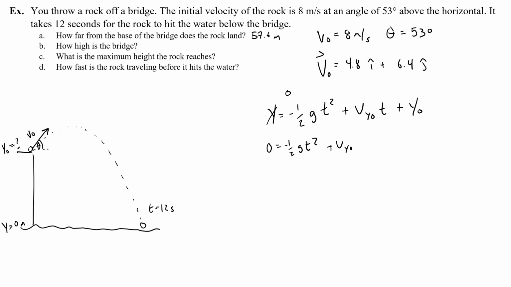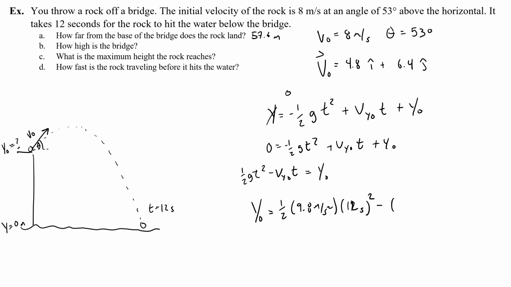And what I would do is take these two terms and bring them over to the left side. So when I do that, it would actually be 1/2 gt squared. So you add that to both sides and then subtract vy naught t. And so that would equal y naught. And now I have a nice linear equation to plug my stuff into. Half of 9.8 meters per second squared times 12 seconds squared minus 6.4 meters a second times 12 seconds.